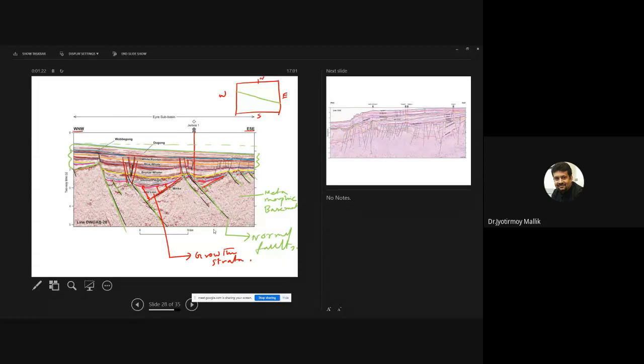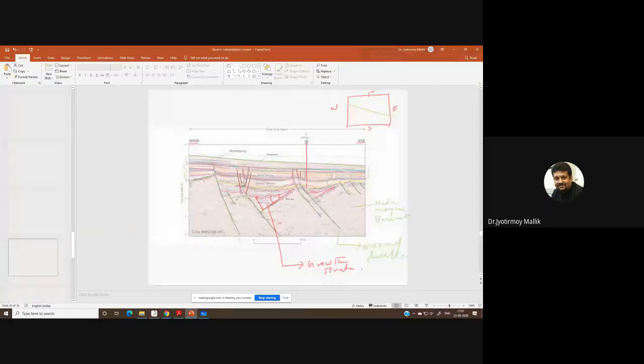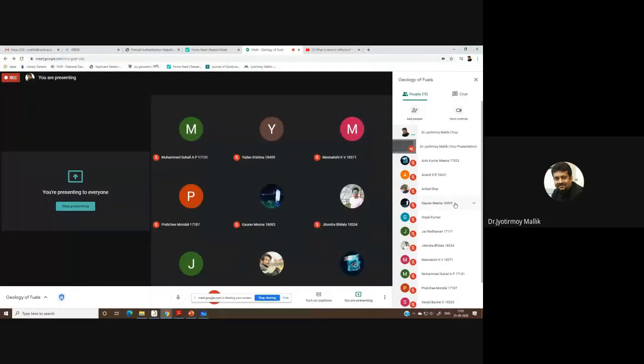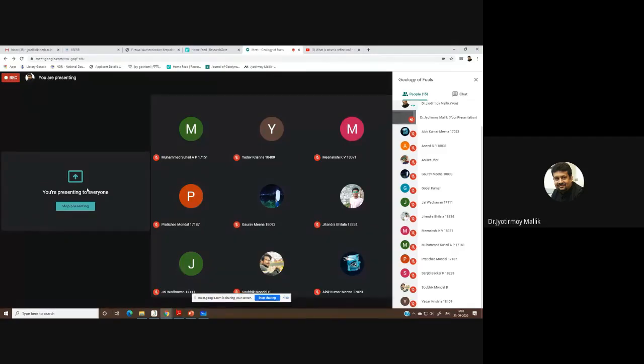You remember I taught you about growth strata. Pratichi, tell me. Is Vangshika there? Okay, Aniket, tell me, what does growth strata indicate? What type of deformation? Hello, sir. What does growth strata indicate? What type of deformation do they indicate?